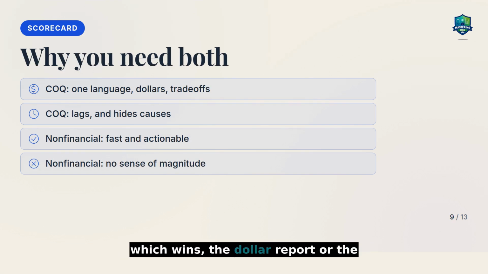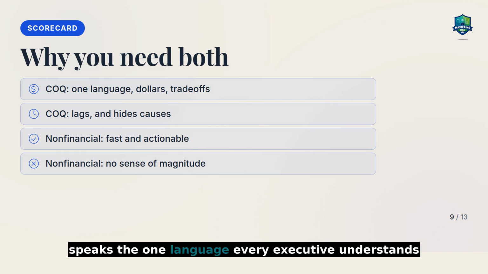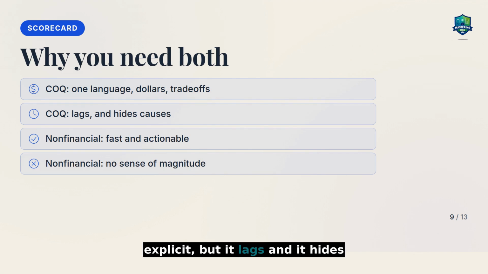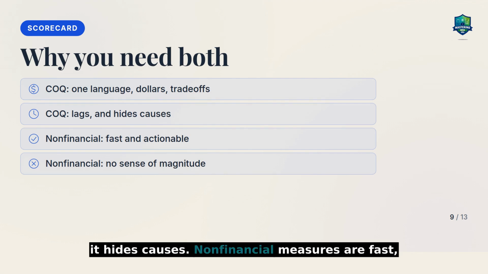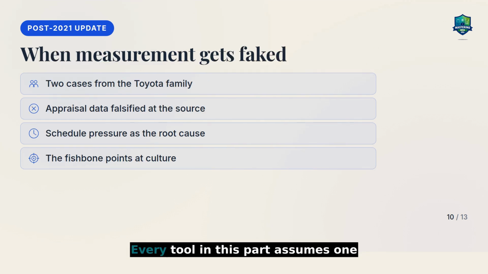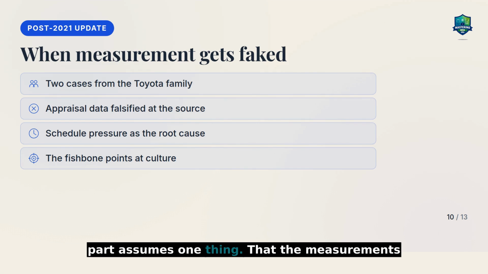So which wins, the dollar report or the dashboards? Neither alone. COQ speaks the one language every executive understands and makes trade-offs explicit, but it lags and it hides causes. Non-financial measures are fast, specific, and actionable on the shop floor, but they cannot tell you whether a problem is worth fixing. Strong companies run both and evaluate managers on both. Every tool in this part assumes one thing: that the measurements are honest. Here is what happened recently inside the most famous quality culture on earth when they were not.